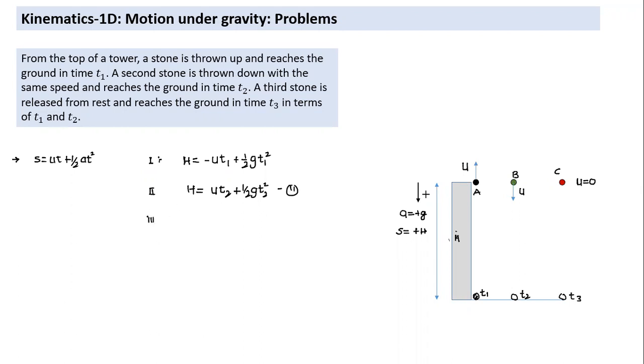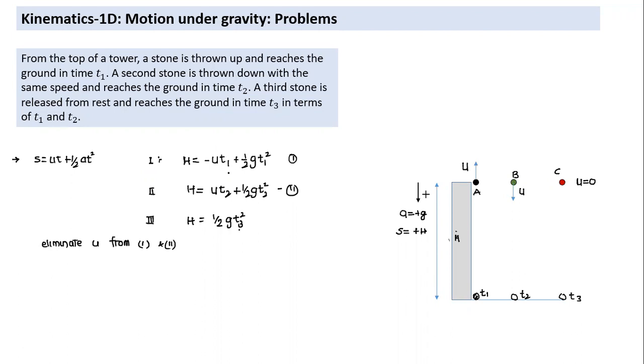And for the third stone, initial velocity is 0. So h is equal to 1 by 2 g t3 square. I have to find the value of t3 in terms of t1 and t2, but it's given in the form of h. So I need to substitute h in terms of t1 and t2. But in both cases, when you look at the h term, in addition to t1 and t2 it also has a u term. So I need to find a relation between h and time without the u term. From equations 1 and 2, I have to eliminate u.